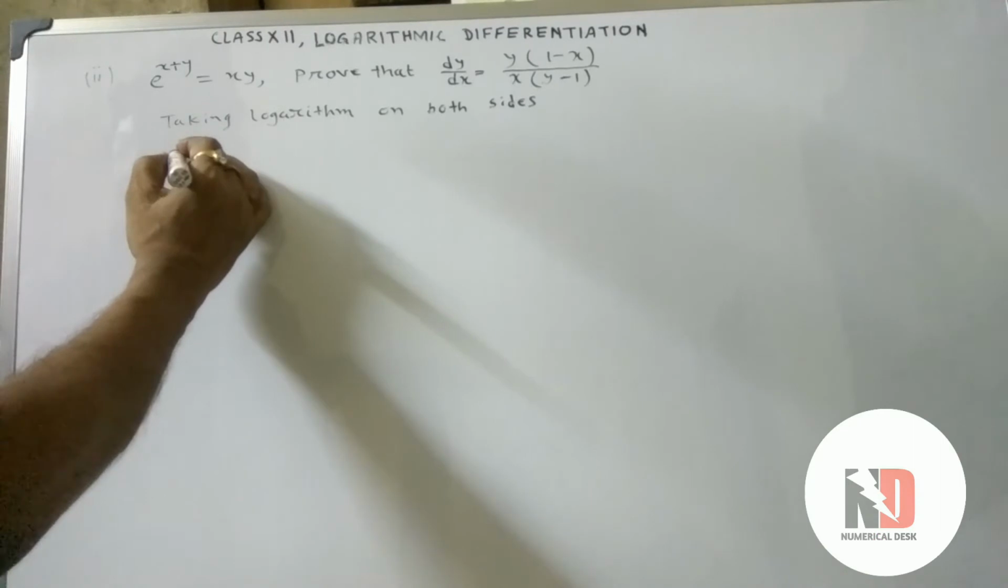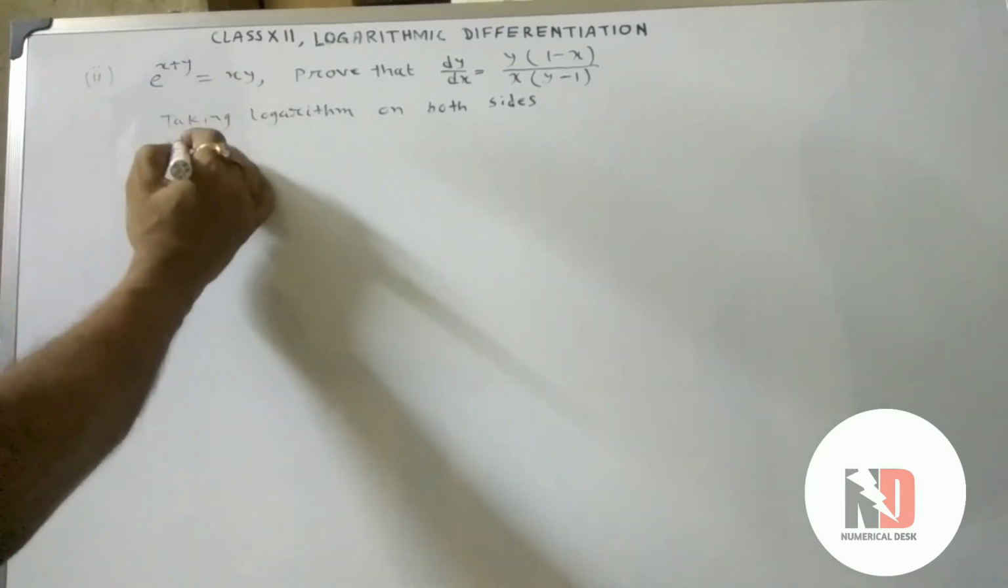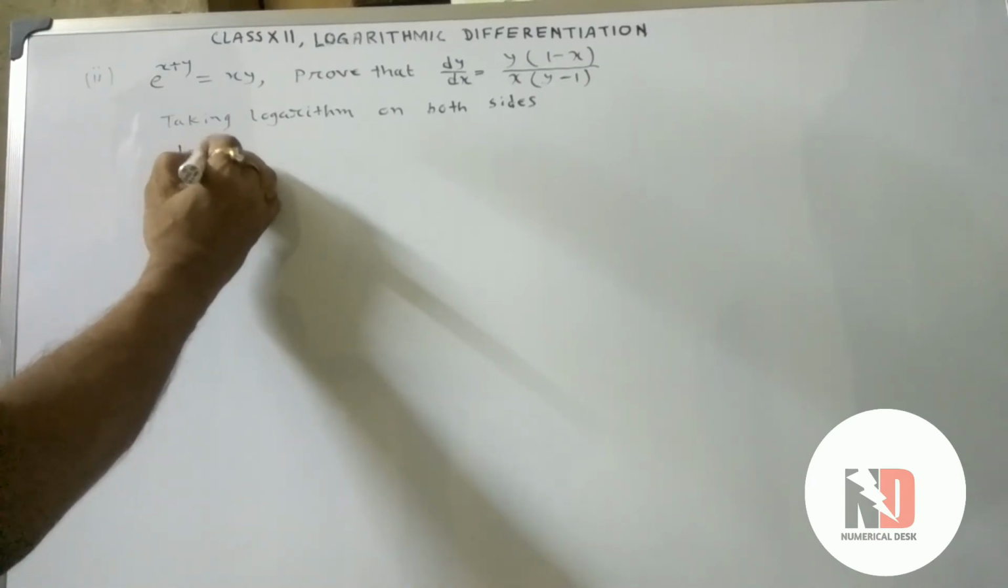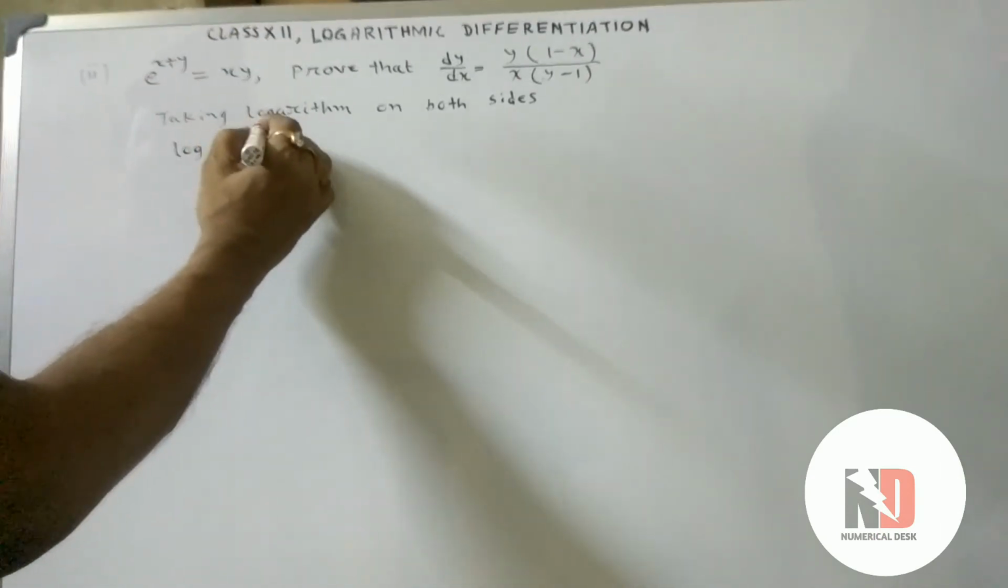so log e to the power x plus y, taking log on both sides, log e to the power x plus y.